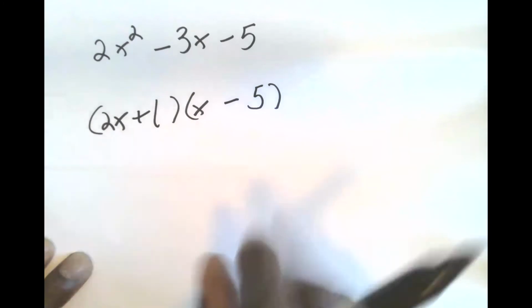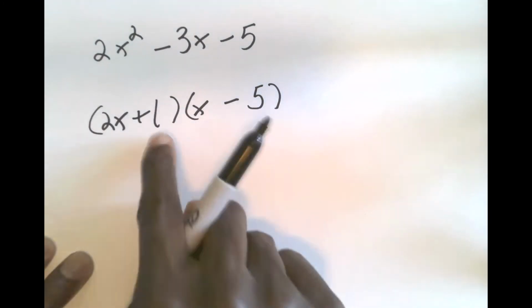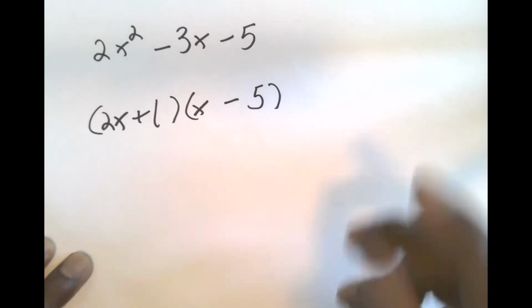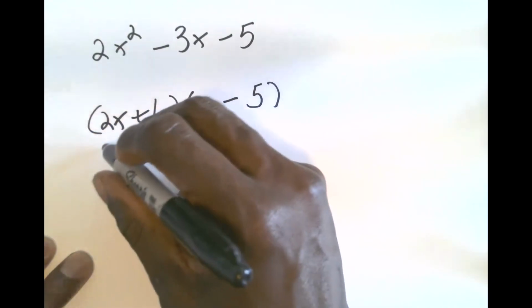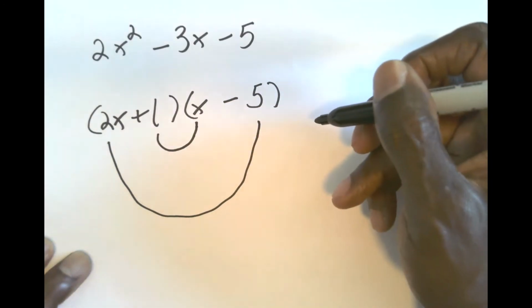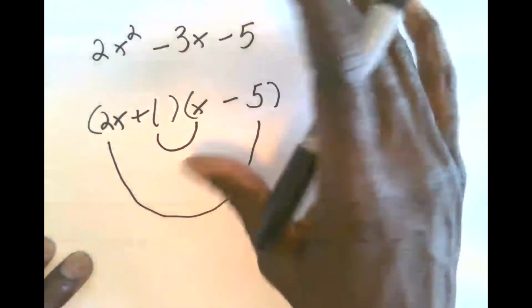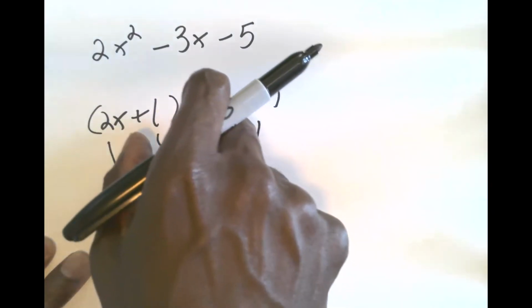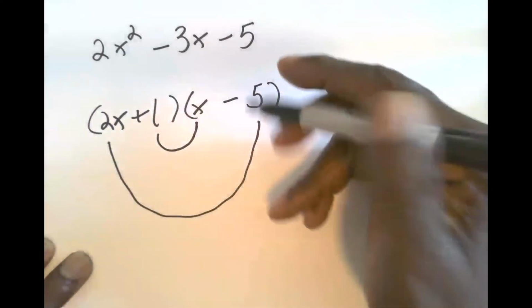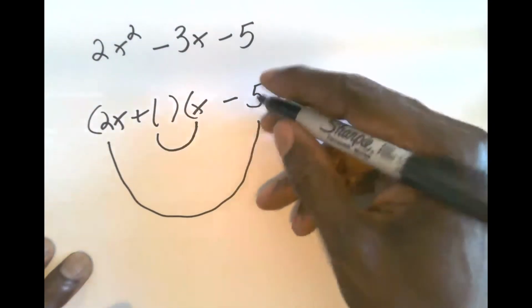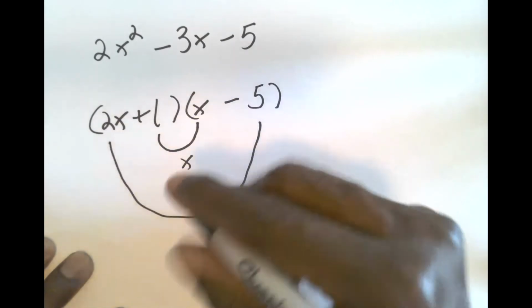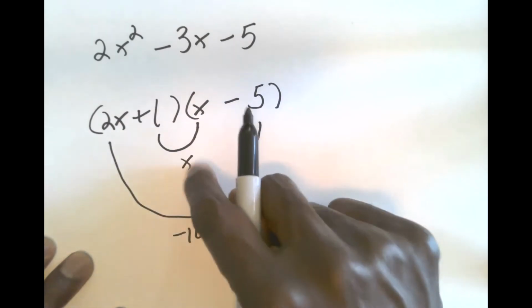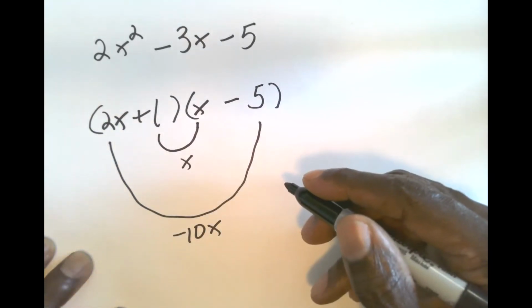So this is what we know when we're doing trial and error. I know I'm going to get my 2x squared, and I know I'm going to get my negative 5. What I'm trying to see is whether I get the negative 3x. The negative 3x comes from this product and this product being added together. So when I'm doing a trial, I'm checking if the sum of these two products equals this number. If not, I'll try a different way. Here it's not: 1 times x is x, and 2x times negative 5 is negative 10x, and that sum is negative 9x, not negative 3x.